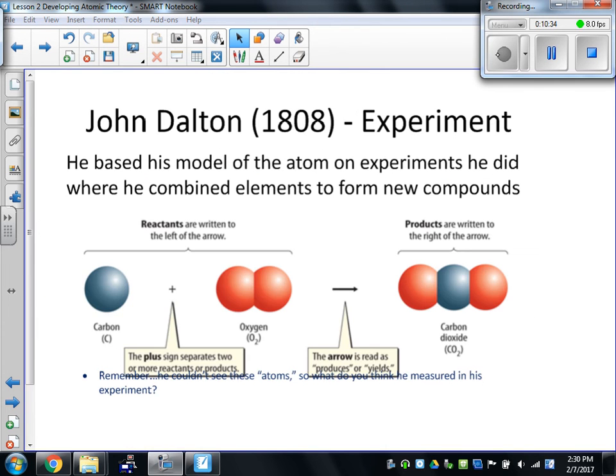All right. So John Dalton, 1808. And for his experiment, he based his model of the atom on experiments he did where he combined elements to form new compounds. So if you want to write something down about that, what's his experiment? I would say probably combined atoms to form new compounds. If you want to shorten that somehow, maybe elements to compounds, or combined elements, compounds.